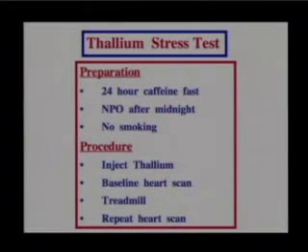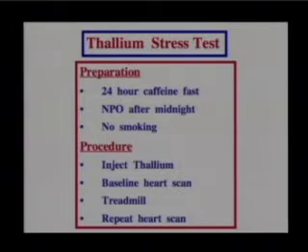An alternative to this, or I shouldn't say an alternative, an additional study that can be done beyond this is really a thallium stress test. With the thallium stress test, the preparation is a little more severe, if you will. The caffeine fast is usually 24 hours. Usually the patient is NPO after midnight because they'll be getting a radioisotope. And no smoking, usually at least since midnight, and sometimes they want a 24-hour no smoking.